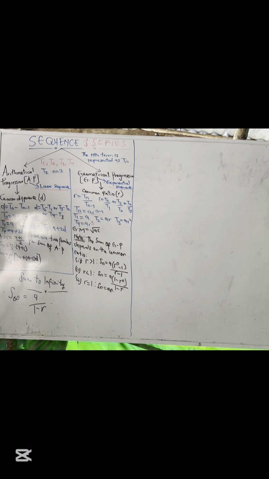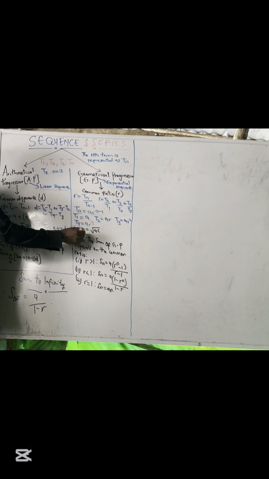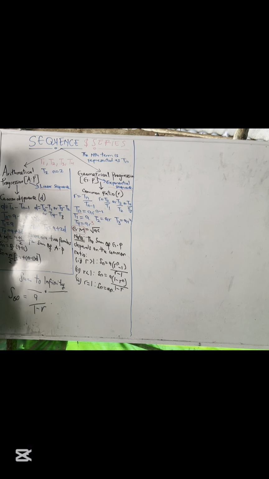So therefore, the next thing is what we refer to as arithmetical mean. The general formula for the arithmetic mean is equal to (a plus c) over 2. But if it is for geometric mean, the general formula is square root of ac. The next thing we have to notice is that for an arithmetical progression, we have two formulas for the sum of AP.